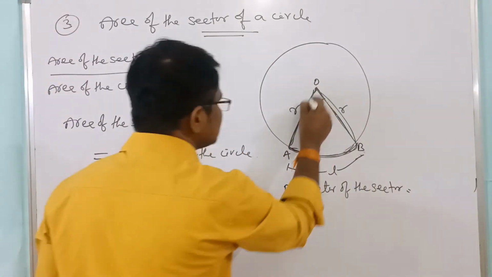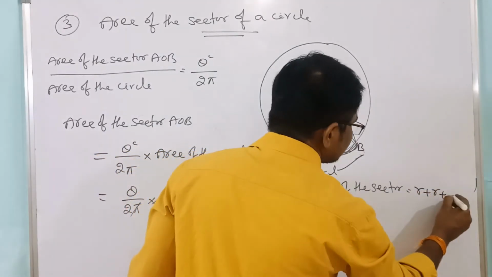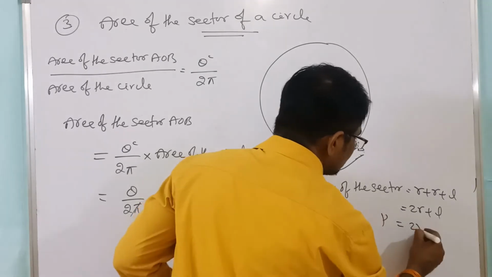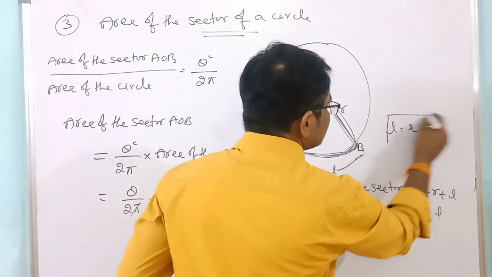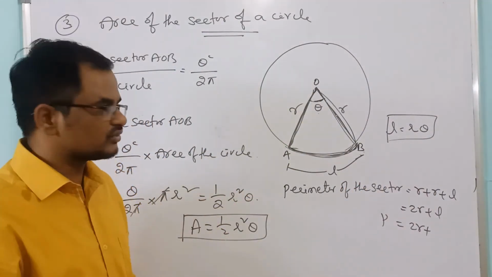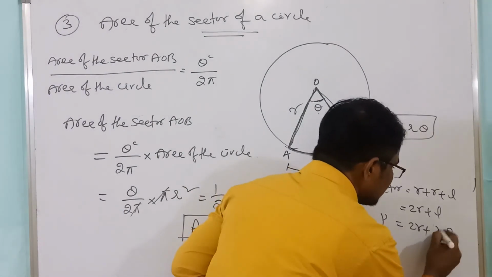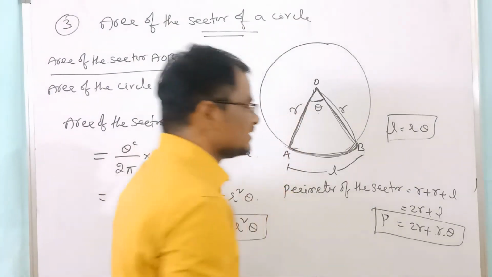Perimeter of the sector means this length, and this length, and the arc. That means r plus r plus L, which is equal to 2r plus L. The L is the length of the arc. In the previous note you took L equal to r theta. You can substitute r theta. So this is the formula for finding the perimeter, right?